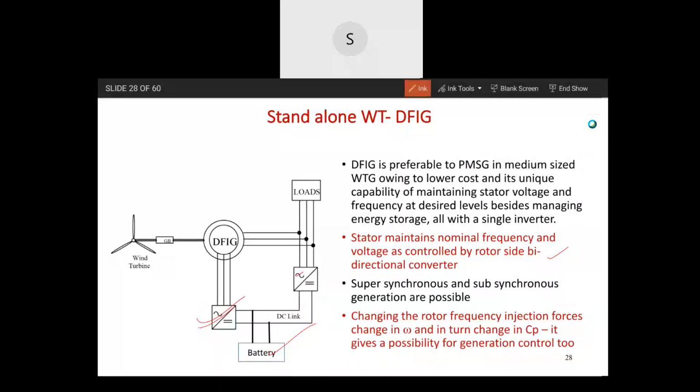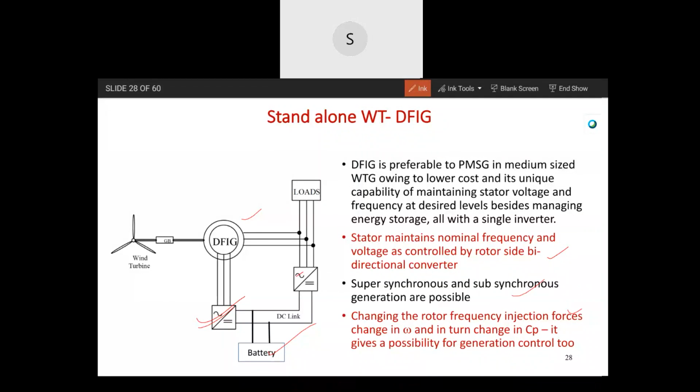The magnitude of the rotor voltage and its frequency are to be decided in such a way that you determine at what slip it should operate, whether above synchronous speed or below synchronous speed, and you can regulate. The stator voltage will be fixed at nominal voltage and nominal frequency. Supersynchronous or subsynchronous generation is possible. Changing the rotor frequency injection forces a change in omega and in turn a change in CP, which gives a possibility for generation control.